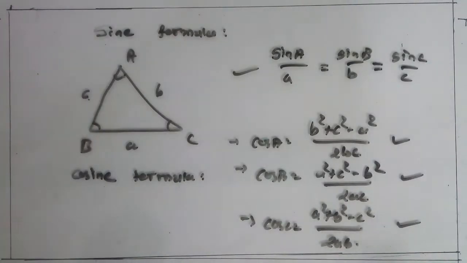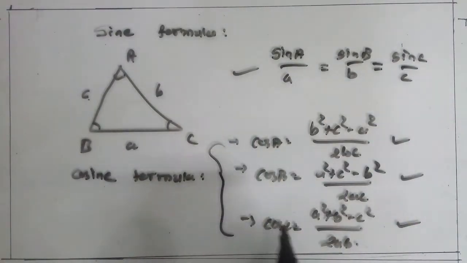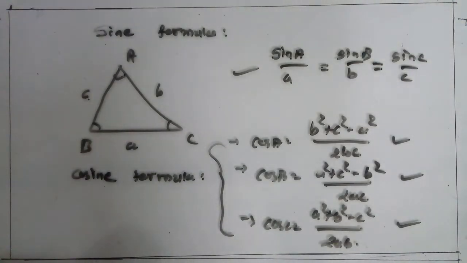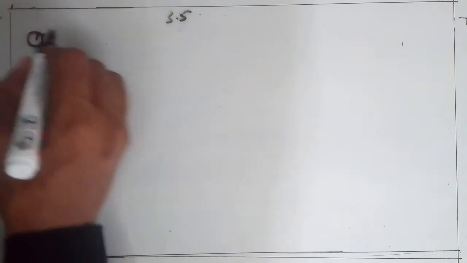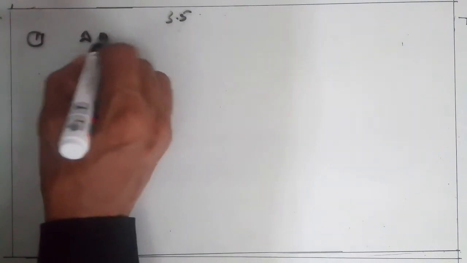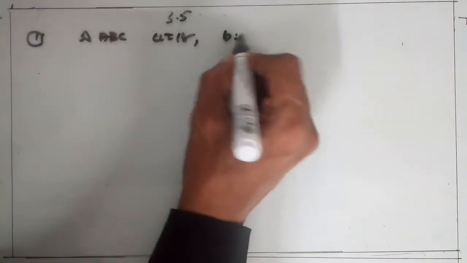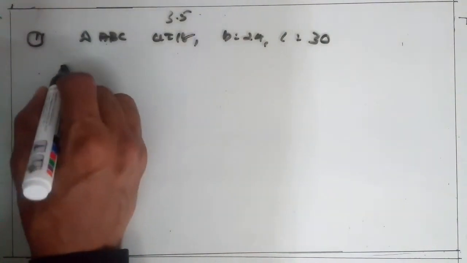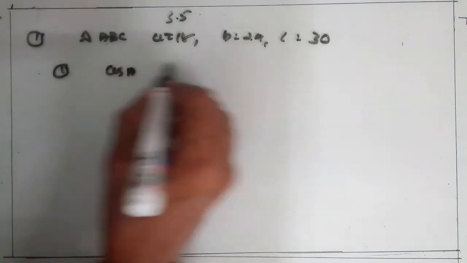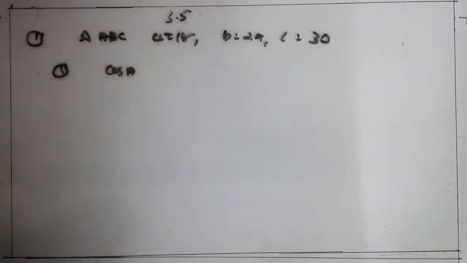Clear? So remember all the formulas, the sine formula and all three cosine formulas. Now here we solve some questions of exercise 3.5. First question: in a triangle ABC, a is equal to 18, b is equal to 24, and c is equal to 30. Find cos A, cos B, cos C.